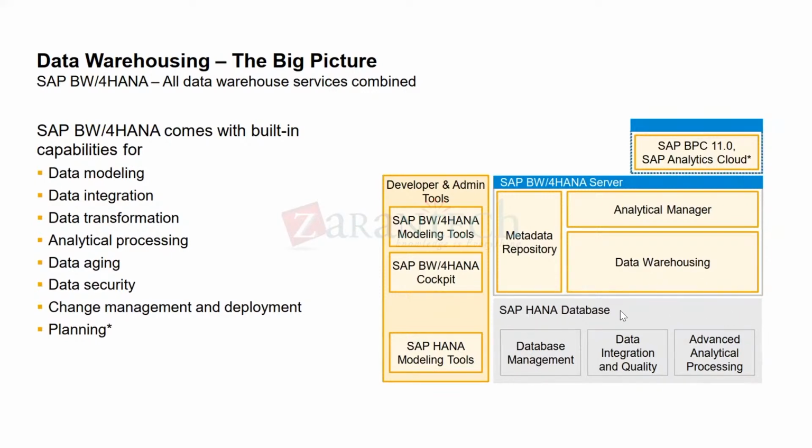Now, what is BW for HANA system? We have a database to manage the database activities. We have modeling tools. We use the HANA Studio to do that. We have a metadata repository. We have actual core storage options using the data layers. And then we have analytical manager for analytical processing for the BW query stuff. Once we have our queries, we expose the queries. It's no different to what we have been doing. It's one and the same.